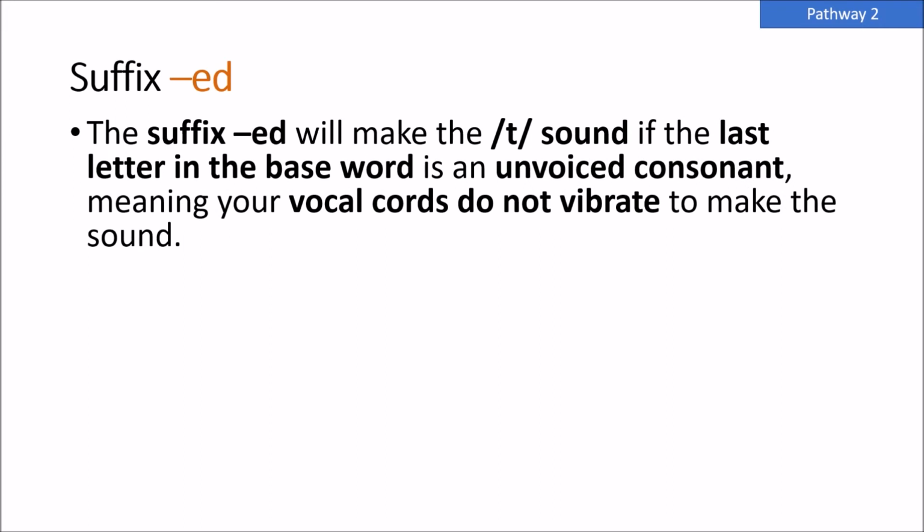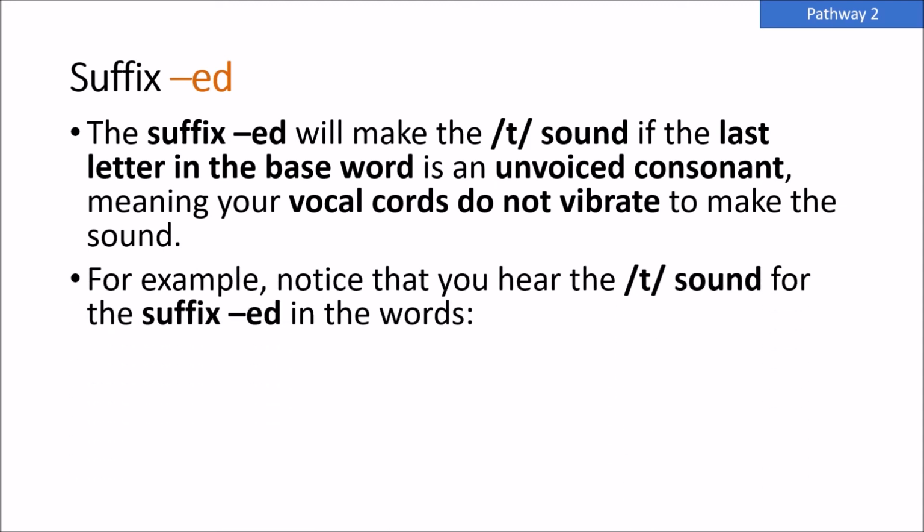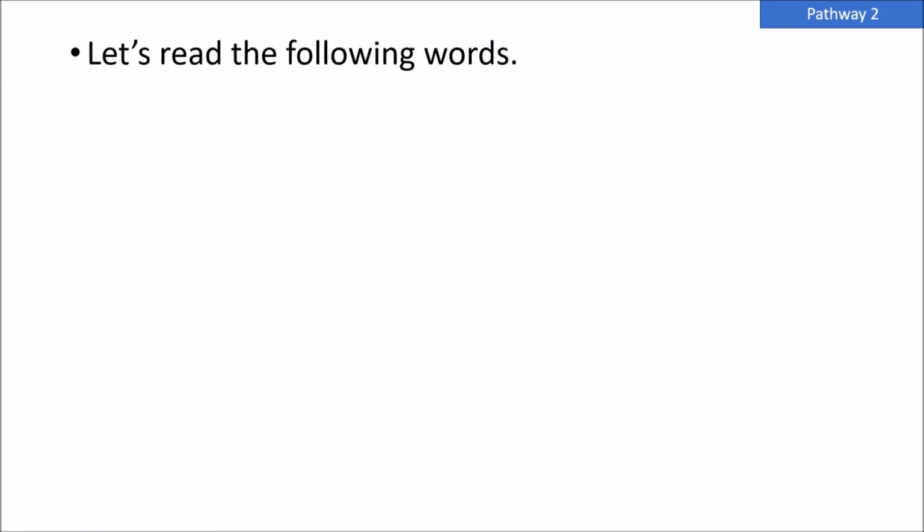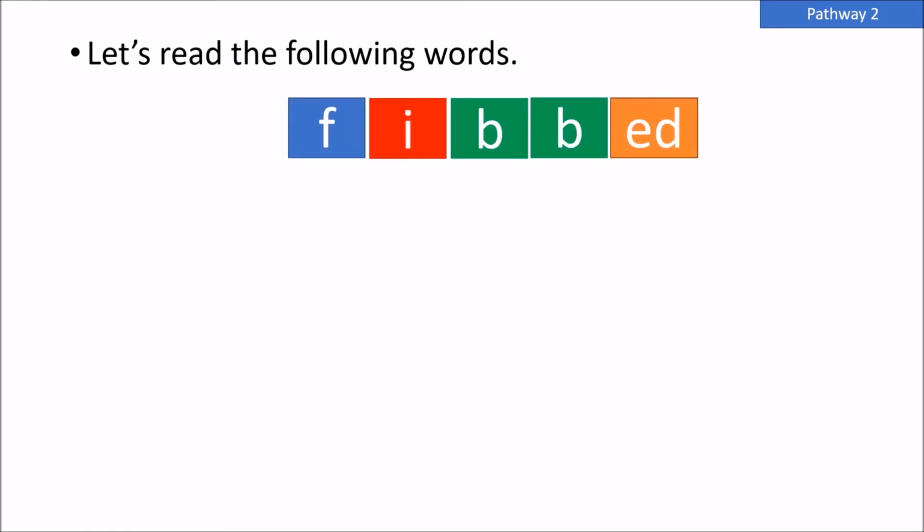And lastly, the suffix ed will make the t sound if the last letter in the base word is an unvoiced consonant, meaning your vocal cords do not vibrate to make that sound. For example, notice you hear the t sound for the suffix ed in the words walked and crossed. Let's read the following words. Repeat after me. The first word is fibbed.